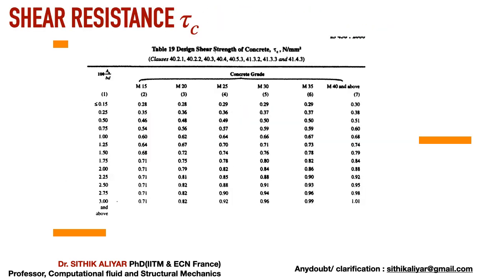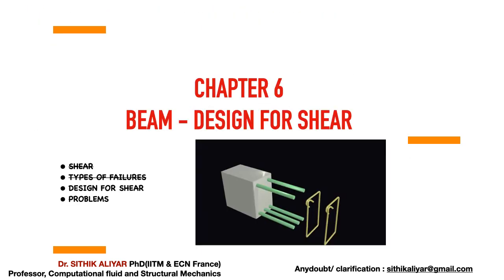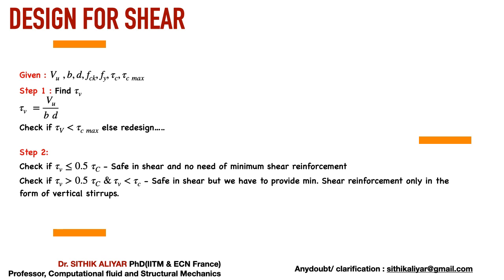It is a function of the percentage of steel and the concrete grade; if you know these, you will know the tau C value. So consider I am giving you the value. This tau V which is coming from outside is very much less, like only 0.1, and without putting shear reinforcement at all, your beam can take that much shear force. That is the tau C, right?